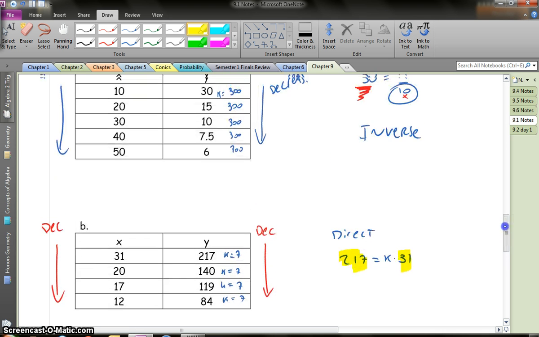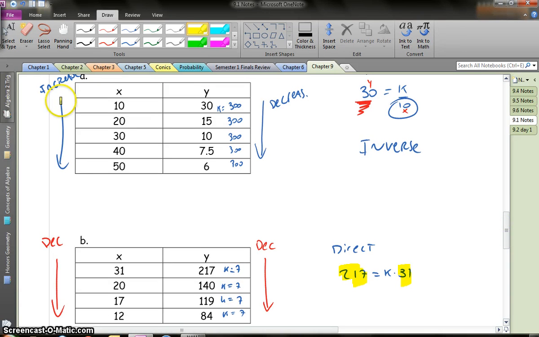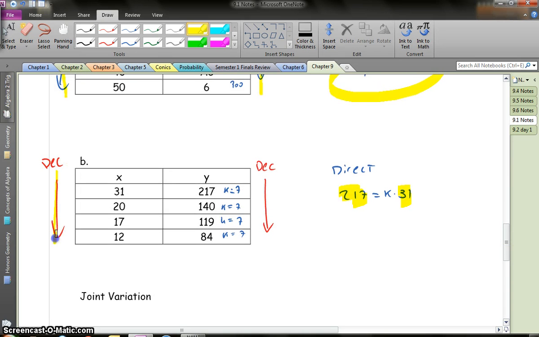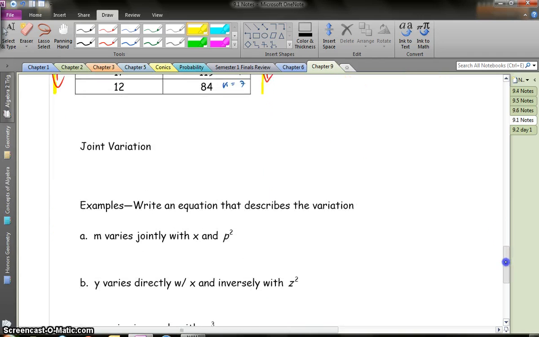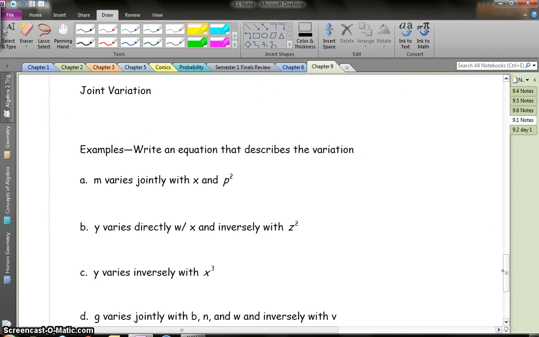So to sum this up, as your x increases and your y's decrease, that's an inverse relationship because of the division. As the denominator gets larger, your number gets smaller. And then down here, as your x decreases, your y decreases, which represents multiplication, because as you multiply by a smaller number, your result gets smaller. So that's determining it from a data table.